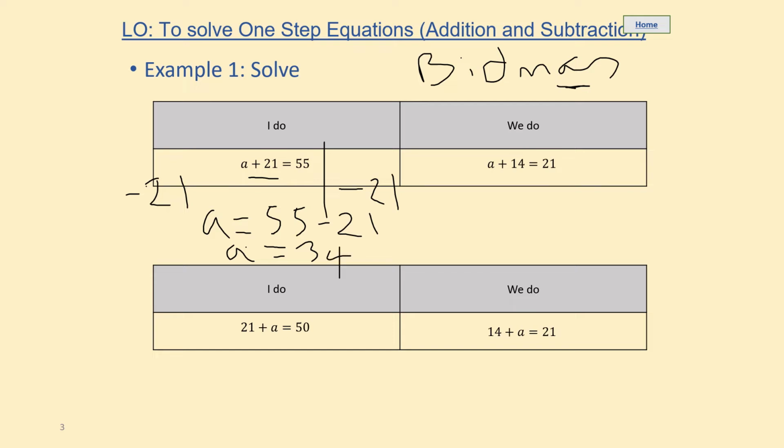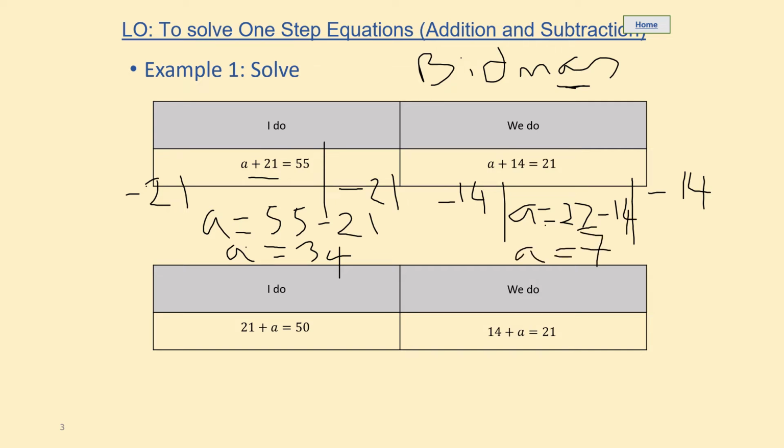Have a go at the we do. So you've got A plus 14 equals 21. What do we need to take away from both sides? Because this says add 14. Yep, subtract 14. So subtract 14 from both sides. So A equals 21 minus 14. So A equals 7.